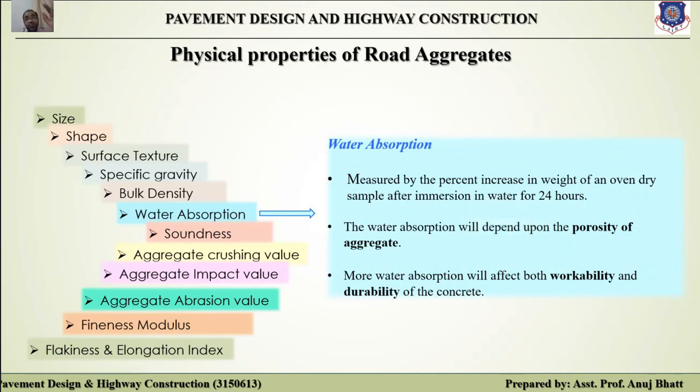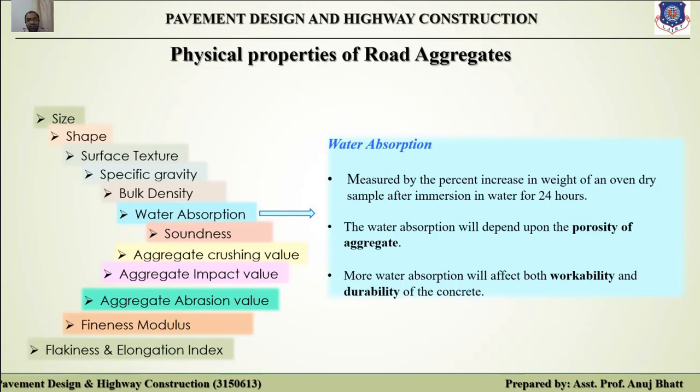Now water absorption of coarse aggregate is measured by the percentage increase in the weight of an oven-dry sample after the immersion in water for 24 hours. This percentage is to be taken with the weight of dry, as you keep that particular aggregate in the oven, but after immersion in the water for 24 hours.